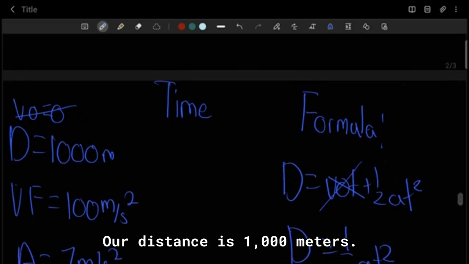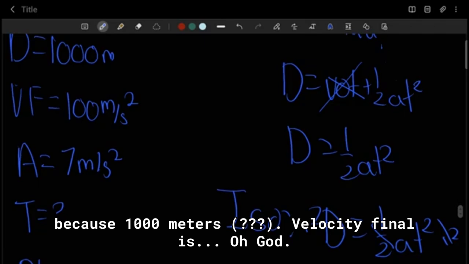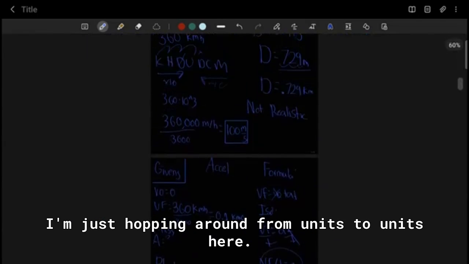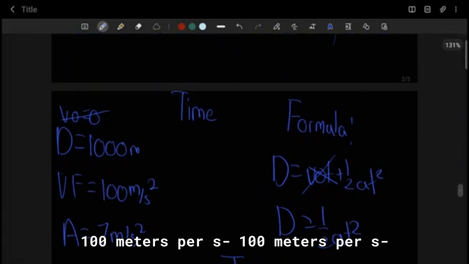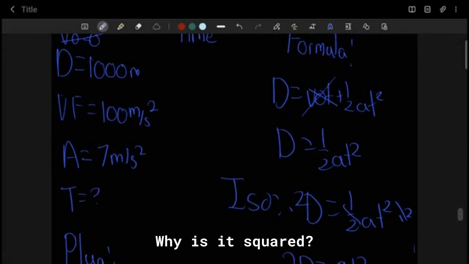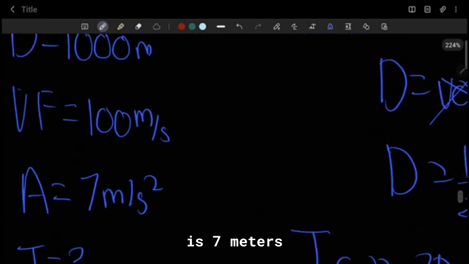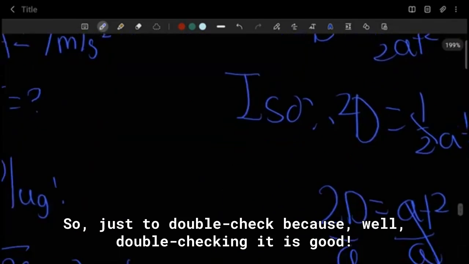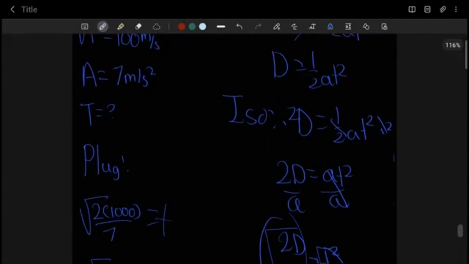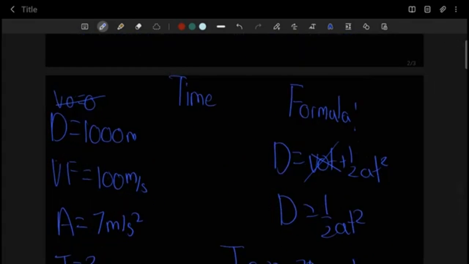Now, time. Our distance is 1,000 meters. Why? Because kilometers to meters, we just times it by 10 to the third, which gives us 1,000 meters. Velocity final is 100 meters per second. It's not supposed to be squared. It's a regular 100 meters. Our acceleration is 7 meters per second squared, and our time is unknown. Just a double check, because double checking is good. Our formula is d is equal to VOT plus 1/2 AT squared.